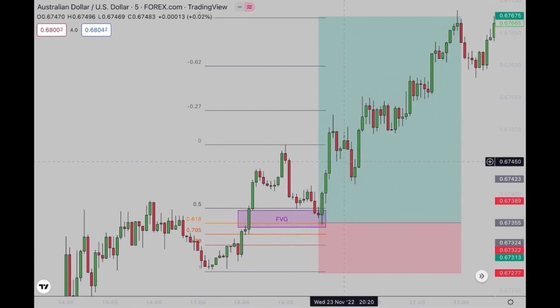So right then there, price touches that level plus fair value gap. That's your entry. Your first scaling would be at the 0 level, or you could also say at the last high. Second scaling will be at the 0.27. Third scaling will be at the 0.62. And your fourth scaling will be at the -1 level. As you can see, this trade with the optimal trade entry concept worked out absolutely perfect. Point perfect entry, point perfect exit.